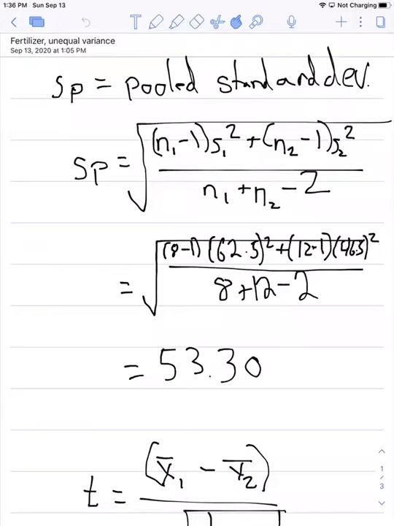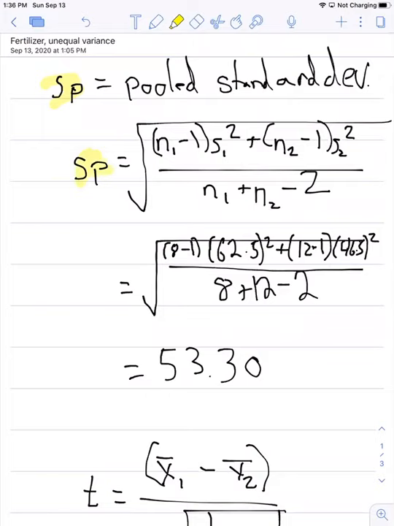This video will show you how to do an unequal variance two-sample t-test using the fertilizer dataset as an example. The key thing about the unequal variance test is the pooled standard deviation. We're going to take both components of both samples in terms of their standard deviation and number of observations and calculate the pooled standard deviation, which we denote S sub P.